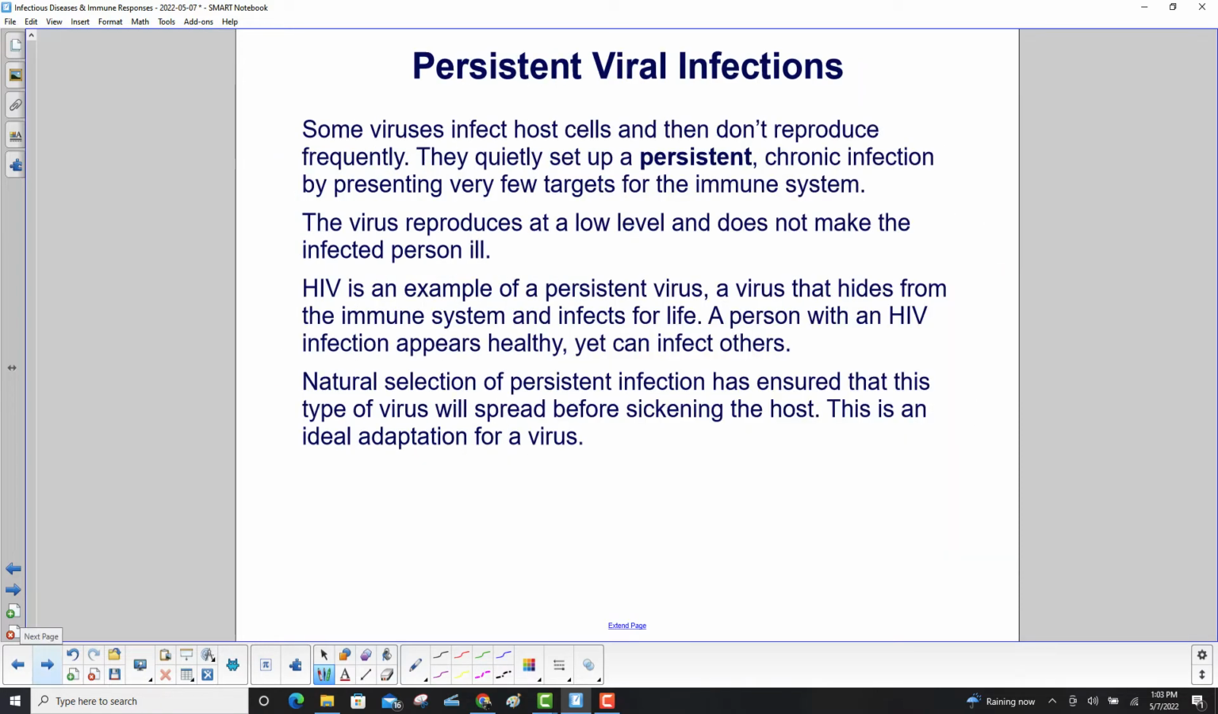Some viruses infect the host cells and then don't reproduce frequently. They quietly set up a persistent chronic infection by presenting very few targets for the immune system. The virus then reproduces at a low level and does not make the infected person ill. HIV is an example of a persistent virus, a virus that hides away from the immune system and infects for life. A person with an HIV infection appears healthy yet can infect others. Natural selection of persistent infection has ensured that this type of virus will spread before sickening the host. This is an ideal adaptation for a virus.